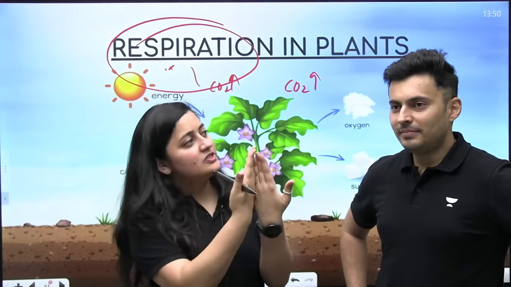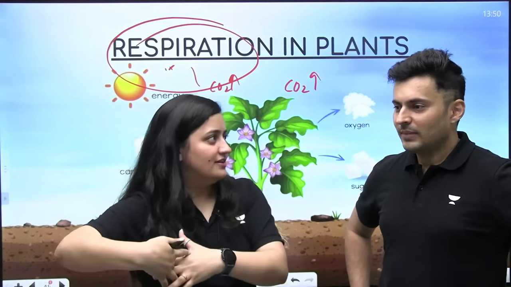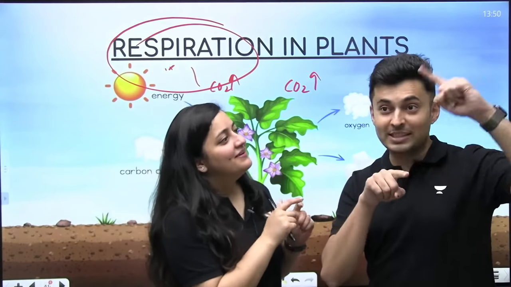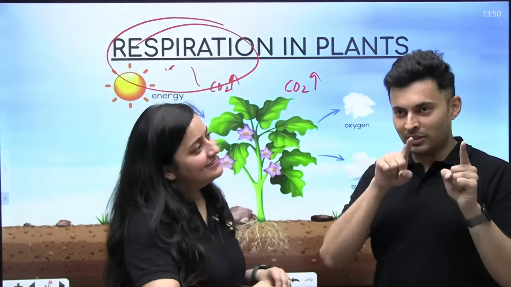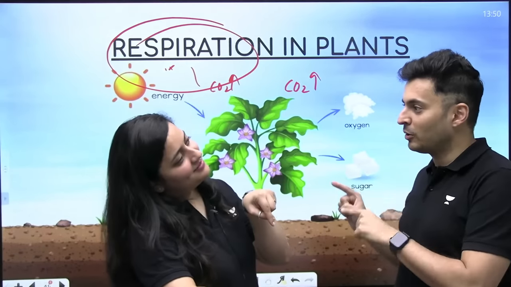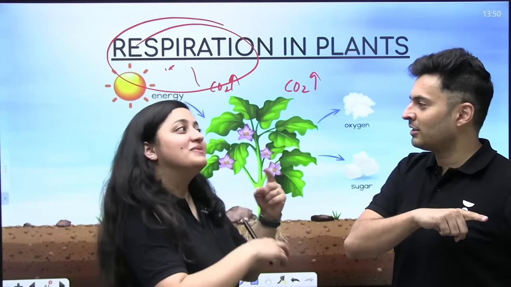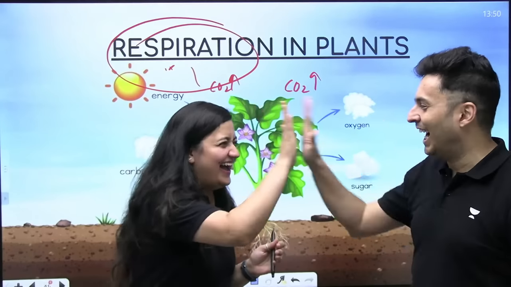See, biology and chemistry, they cannot survive without each other. Same thing people say about chemistry and physics also. Same thing people say about physics and maths. So if maths is related to physics, physics is related to chemistry, chemistry is related to bio, bio is related to maths. So it means everything is a long-distance relationship. It is like that.